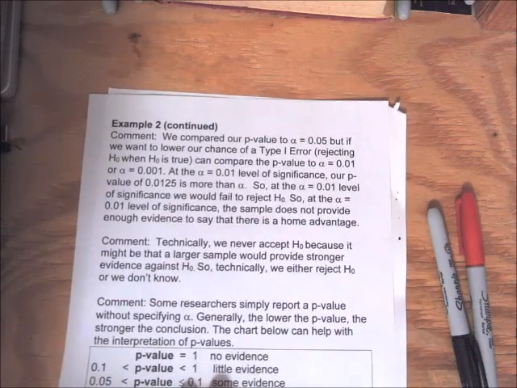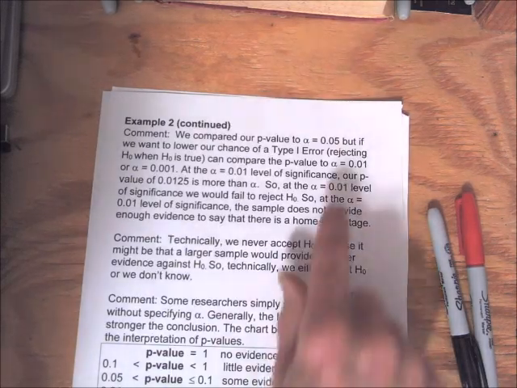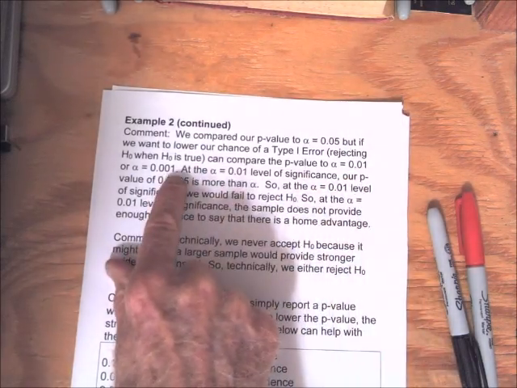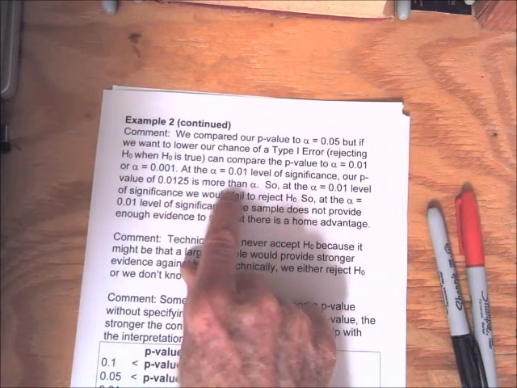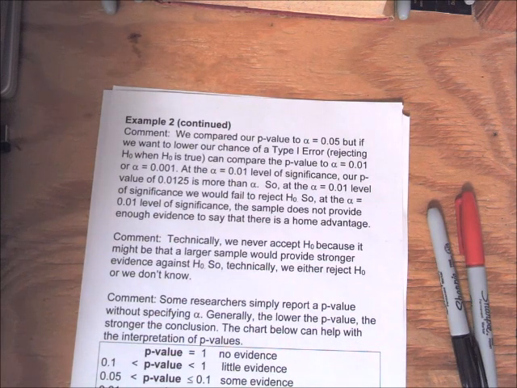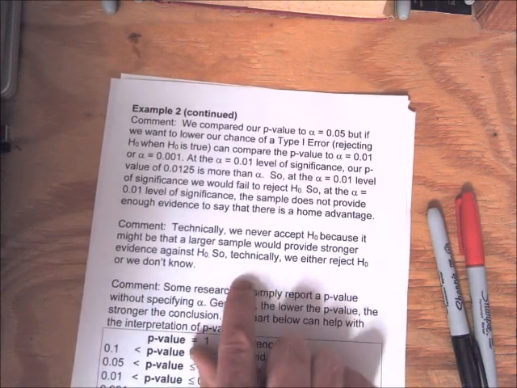We compared our p-value to alpha of 0.05. If we want to lower our chance of making a type 1 error, we could have used alpha equal to 0.01 or alpha equal to 0.001. If we use alpha equal to 0.01, our p-value is more than alpha, so we would fail to reject H0 at that level of significance. So it depends on how much of a chance we want to take of making what's called a type 1 error. Technically, we never accept H0, because a larger sample might provide stronger evidence. So technically, either we reject H0 or we don't know.